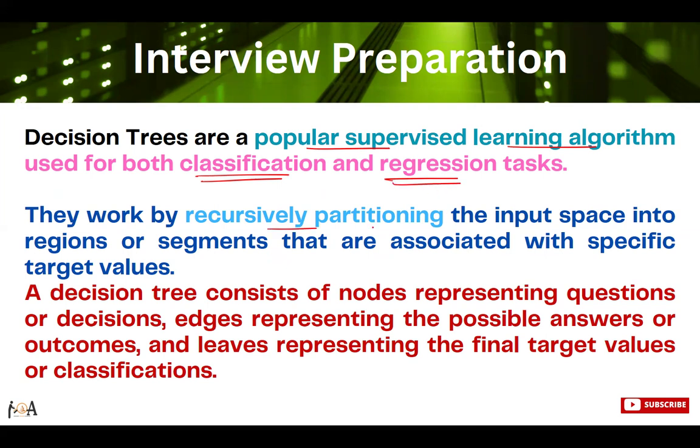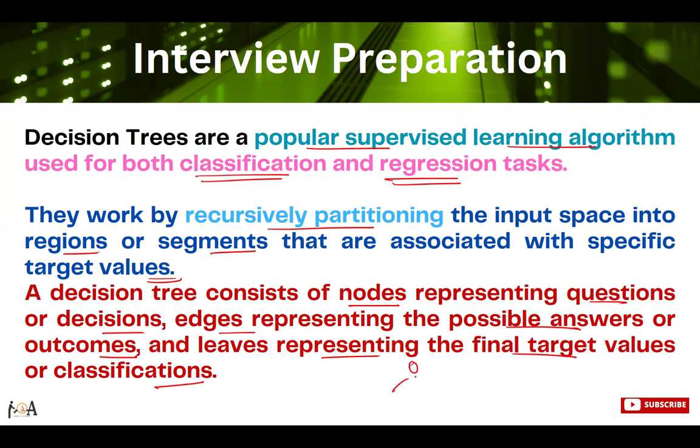They work by recursively partitioning the input space into regions or segments that are associated with specific target values. And a decision tree consists of nodes which represent questions or decisions. Edges represent the possible answers or outcomes. And leaves represent the final target value or classification, right?